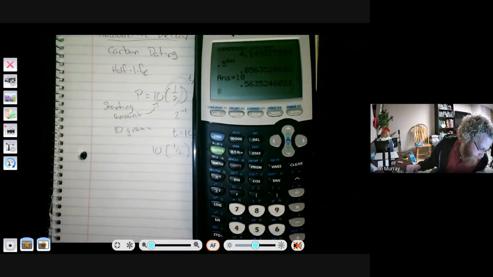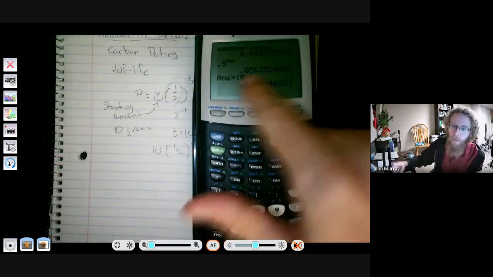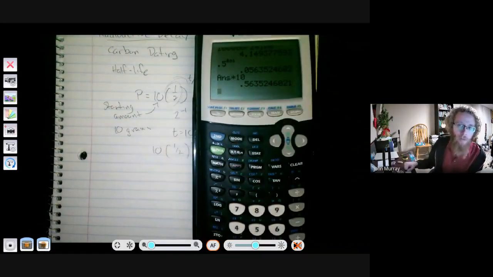Wait a second. What did I do wrong? That's not right. Oh, no. Okay, yeah. So after 100,000 years, we still have 0.5 grams of plutonium, which, again, is still giving off radioactive decay, and it's still polluting things.